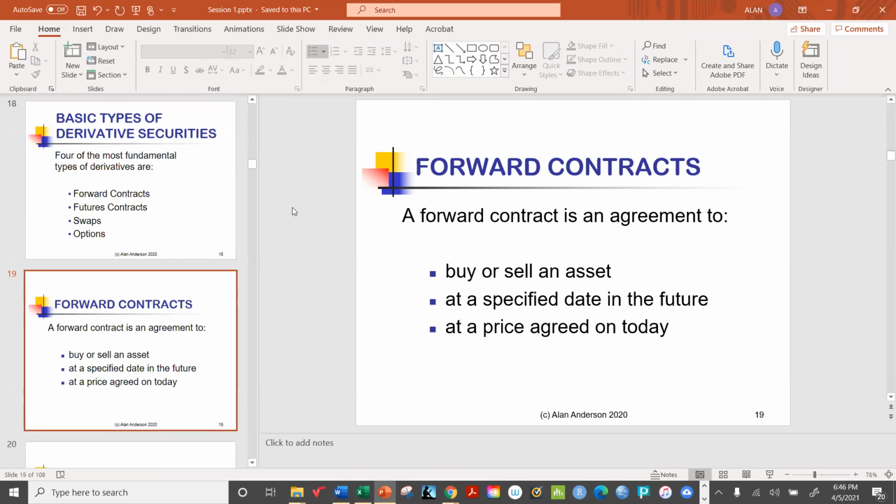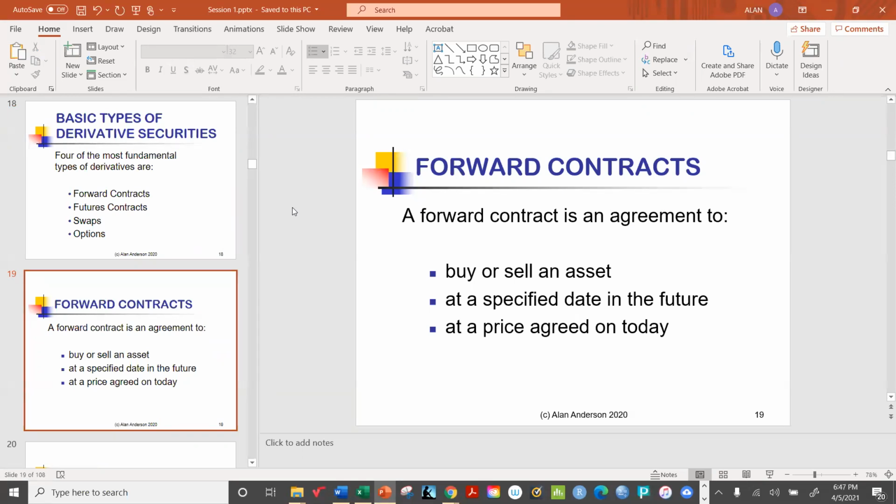A forward contract is conceptually a very easy product to understand. It's an agreement, that's all it is, to either buy or sell an asset at a specific date in the future, but where the price is agreed to today. Okay, that's the key to the whole thing. The price is agreed on today. So what I can basically do is lock in the price at which I can buy or sell something in the future. That's the key to the whole thing.